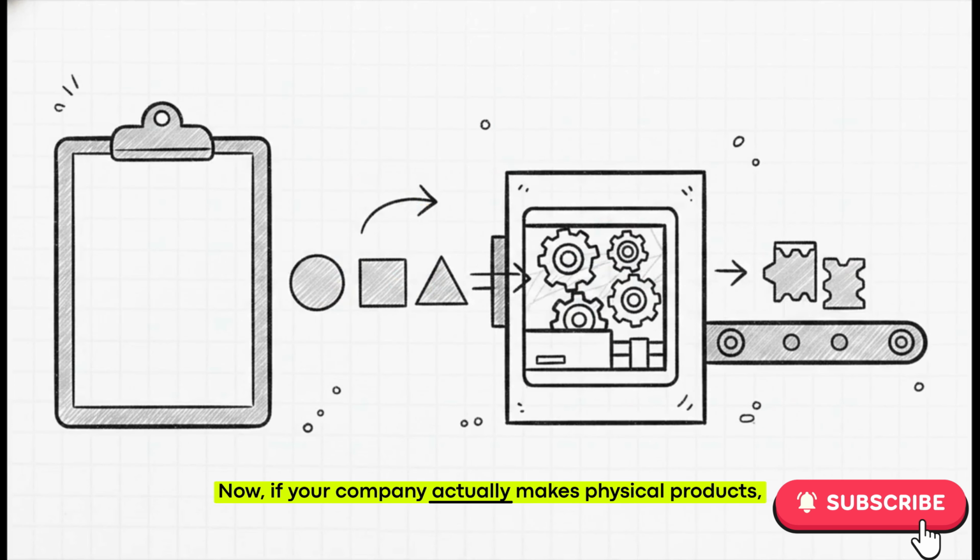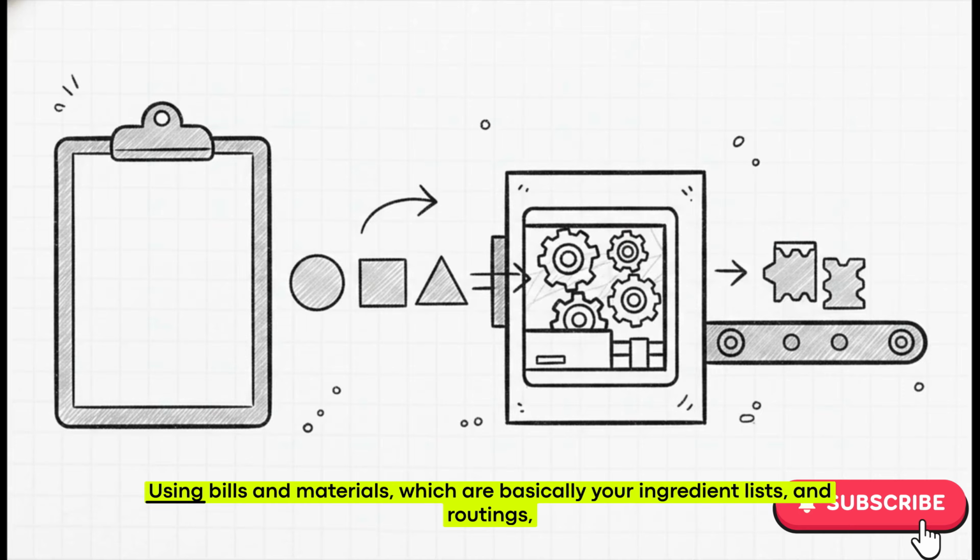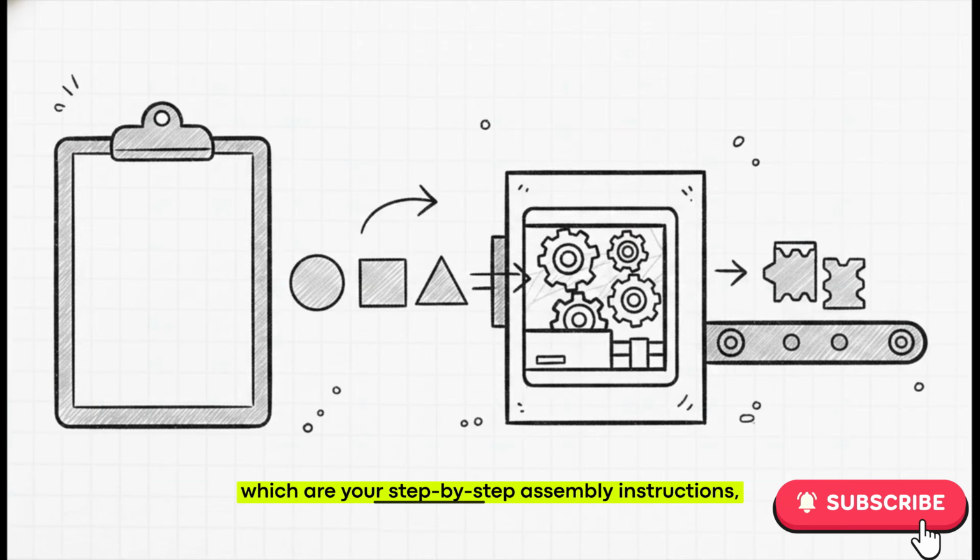Now, if your company actually makes physical products, you're going to rely heavily on SAP PP, or Production Planning. Think of this as the master recipe and instruction manual for manufacturing. Using bills of materials, which are basically your ingredient lists, and routings, which are your step-by-step assembly instructions, the PP module calculates exactly what components you need.